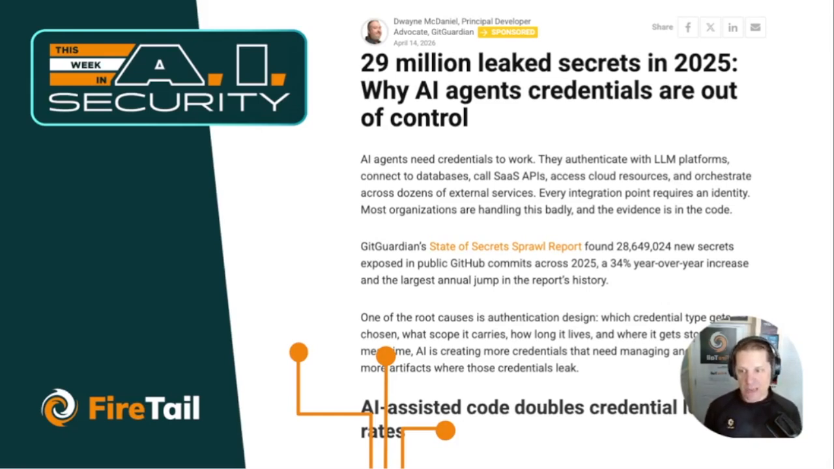So they found 28.6 million secrets exposed in public commits in 2025. That's a 34% year-over-year jump, the largest annual increase ever. But interestingly, 12 of the top 15 fastest growing leaked secret types were AI services. So we're looking at things that were, for instance, credentials that were embedded into code created by Claude Code. This is something that we've talked about on the program before, where a lot of vibe coded or AI generated code doesn't necessarily go through the same set of security evaluations that a human developer might put on their own code output as they're thinking about that.